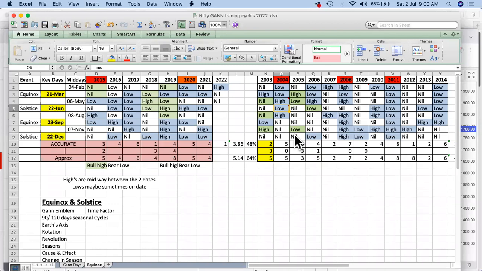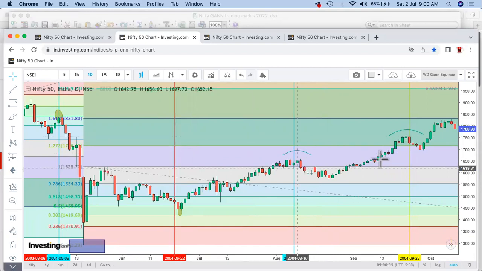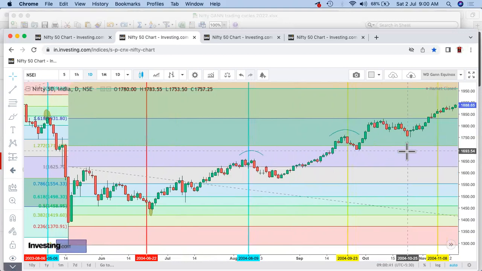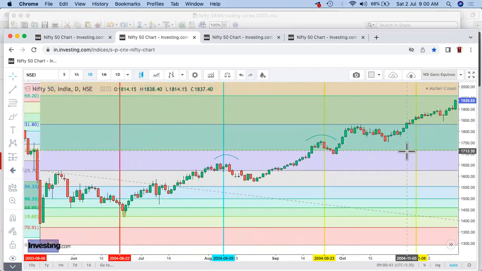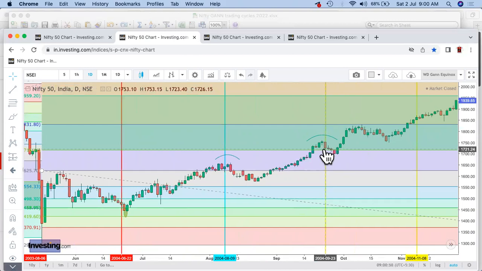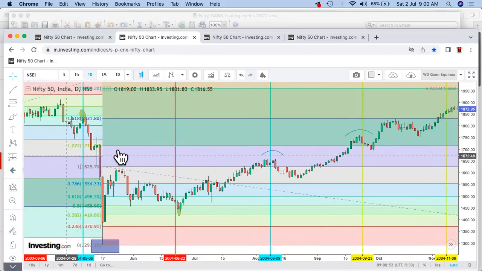I'll just go down to the next date, 8th of August. So this is 8th of August date, and we got a high over here. We go to the next date, which is 23rd of September. Yes, this is again not a high or a low, right? We are not getting a high or a low over here. But if you see in terms of coordinates, yes, this is coming down to 1.272 level. So again, probably we can consider this as a station in terms of price and time.